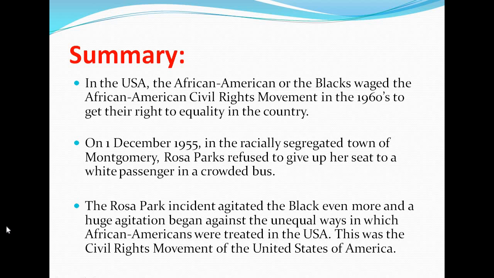So what we have studied today is a very short topic, and this is the gist of the story. In the USA, the African Americans, the Black people, launched the civil rights movement in the 1960s to get their right to equality in the country. On 1st December 1955, in the racially segregated town of Montgomery, Rosa Parks refused to give up her seat to a white passenger in a crowded bus. The Rosa Parks incident agitated the blacks even more, and a huge agitation began against the unequal ways in which African Americans were treated in the USA. This was the civil rights movement of the United States of America.